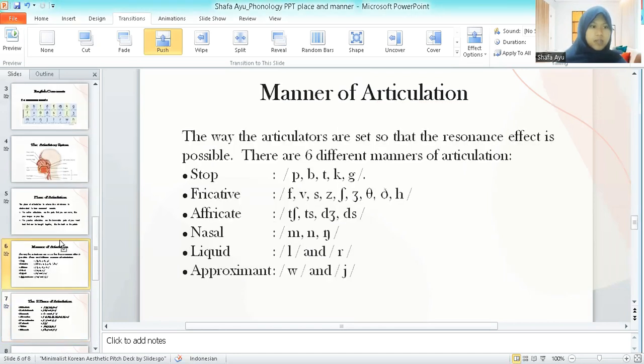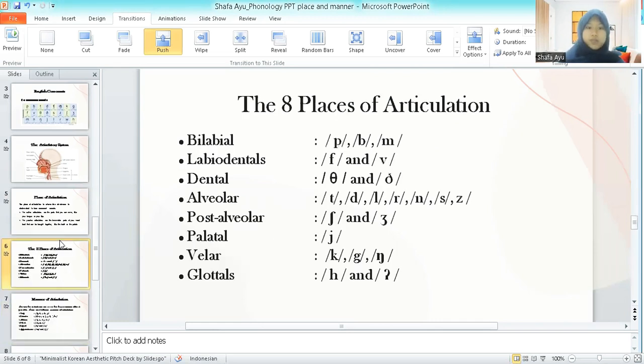The 8 places of articulation. Okay, there is first bilabial. Bilabial is contact between the lips. For example, the sounds b, p, and m. Next is labiodental. Labiodental is contact between the lower lip and the upper teeth.